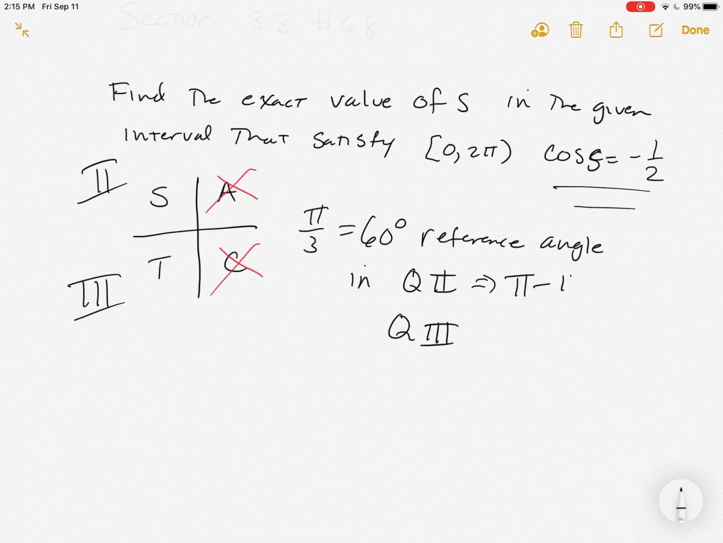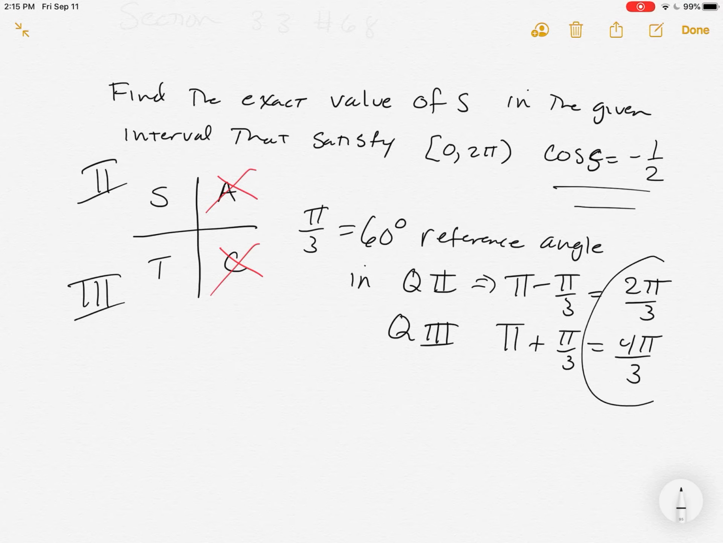And so I take pi minus pi over 3. Well, what's that? 2 pi over 3. And I take pi plus pi over 3. And that's 4 pi over 3. Apologize, those are the ones that we want. We want the ones with radian measure. Now we're finished.